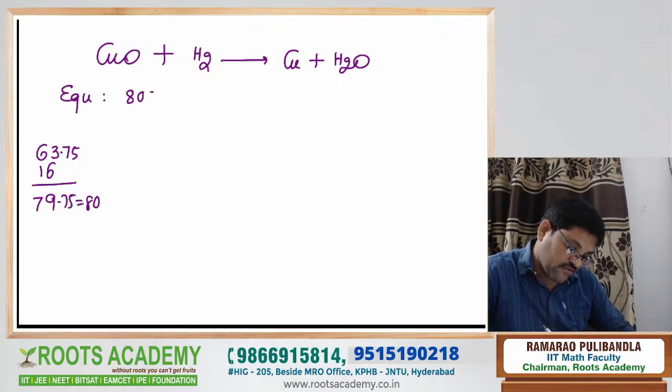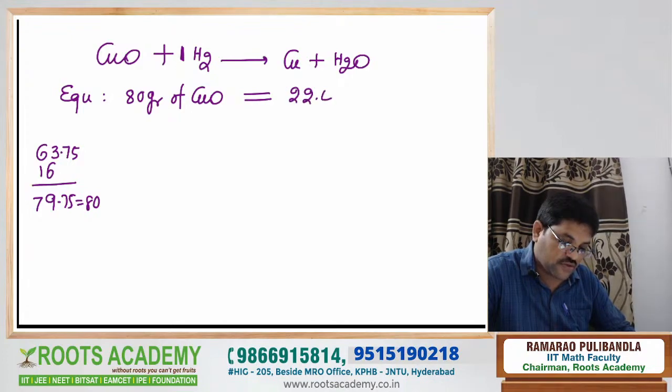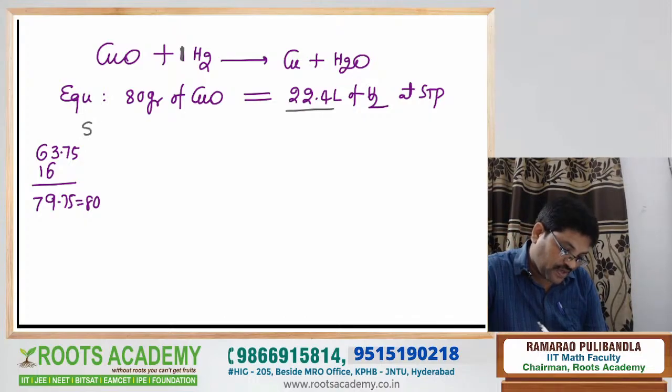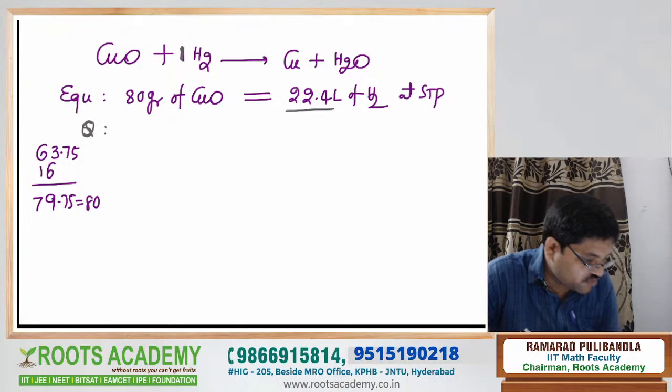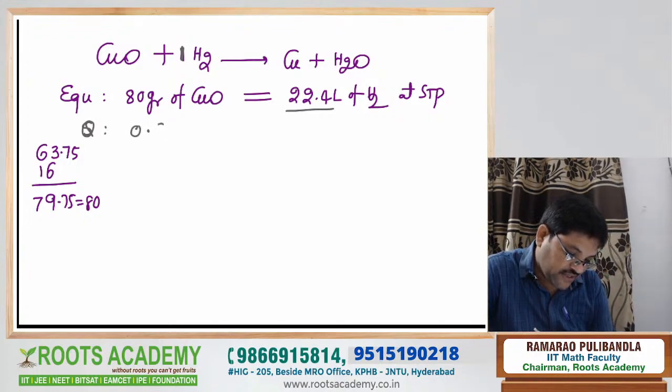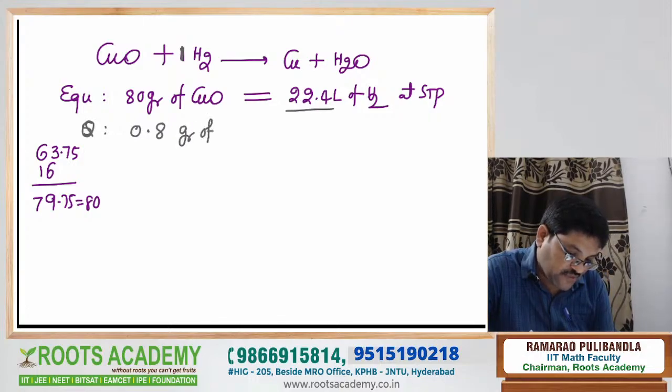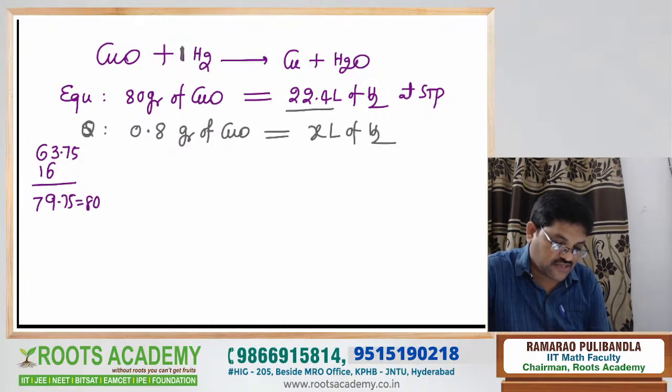Therefore, according to the equation, for 80 grams of CuO, the amount of H2 required is 1 mole of H2. 1 mole of H2 means 22.4 liters of H2 gas is required at STP. Because 1 mole of any gas at STP occupies how much volume, students? 1 mole of any gas at STP occupies 22.4 liters. That is very well known. Now, according to the question, how much is there? 0.8 grams is there. So for 0.8 grams of CuO, how much volume of H2 gas is required? X liters of H2 gas is required.